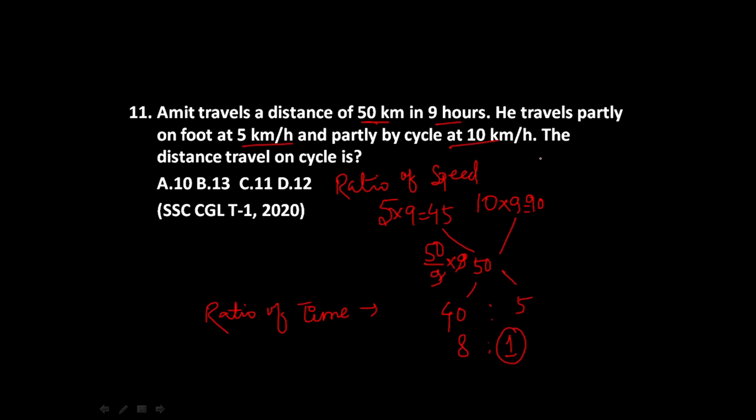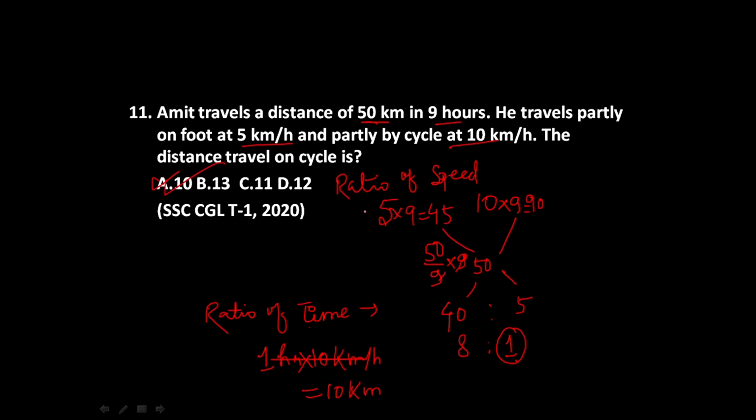So the question is the distance traveled on cycle. So for the distance traveled on cycle, the time is 1 unit or 1 hour, and the speed was 10 km per hour. So it will be multiplied by 10 km per hour. So what will be the answer? Answer will be 10 km. Sorry for this line. So answer is 10 km. It's an easier one, but you have to solve it this way. This is the easiest and the shortest way to solve it. Ratio method or an allegation method.